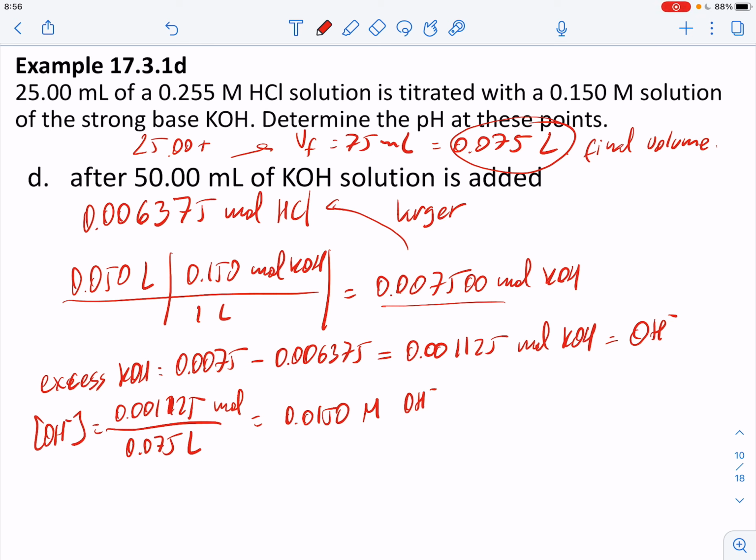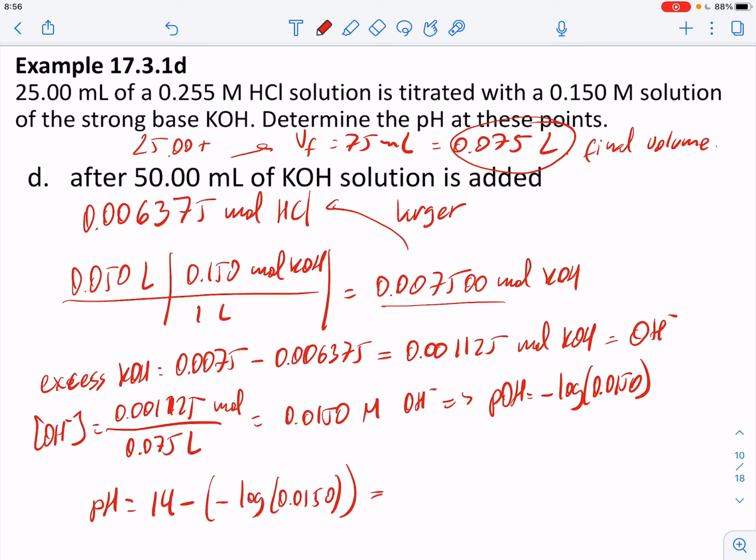of OH minus. This means pOH is minus log of 0.0150, and if we go straight for it, pH is 14 minus minus log of 0.0150, and this is equal to 12.18. Okay, remember that it is the base that is in excess, therefore you will calculate first the pOH and then the pH.